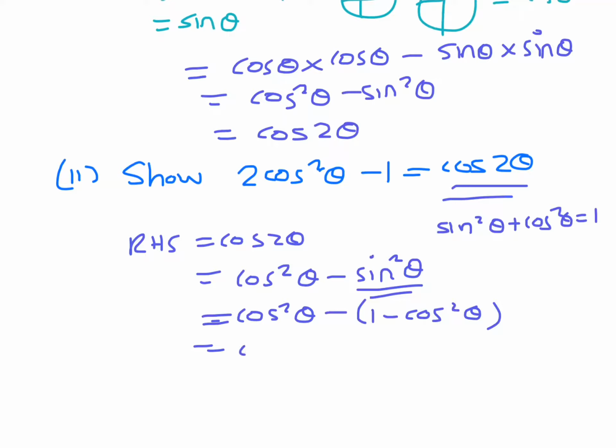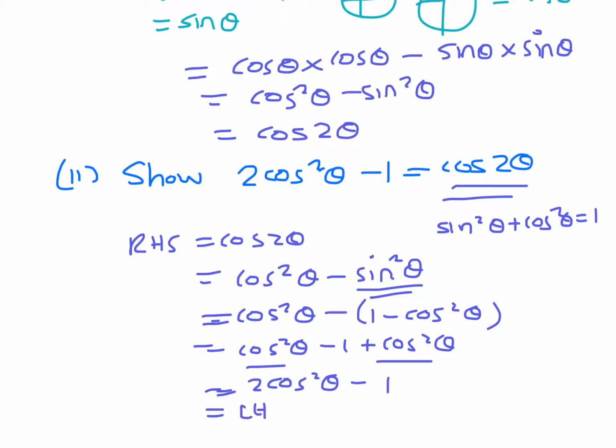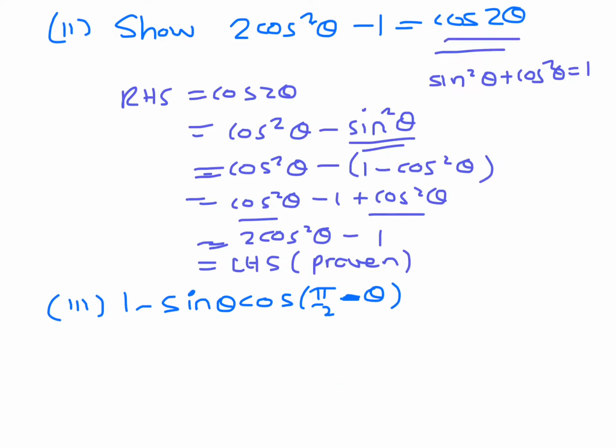Identity. And then you've got cos squared theta minus 1 plus cos squared theta. And cos squared plus cos squared is 2. So that's 2 cos squared theta minus 1. And then you look at that equals the left-hand side. So that is proven.